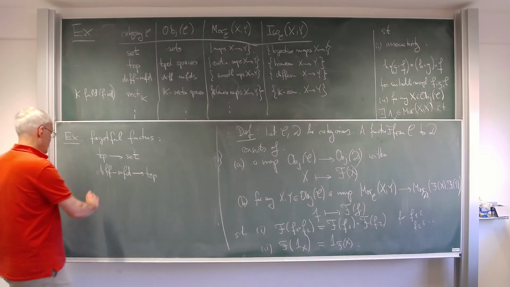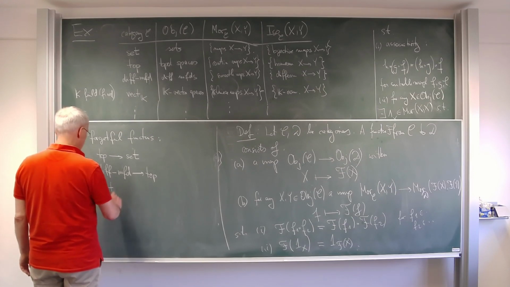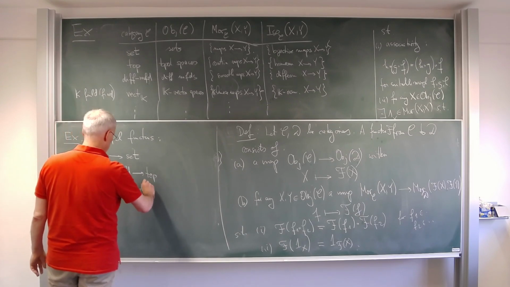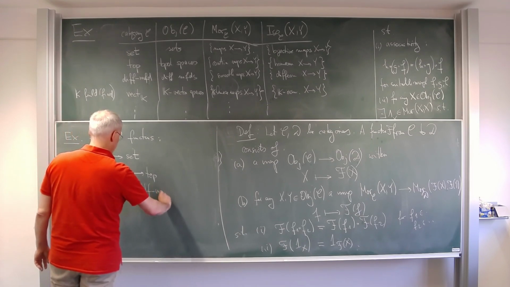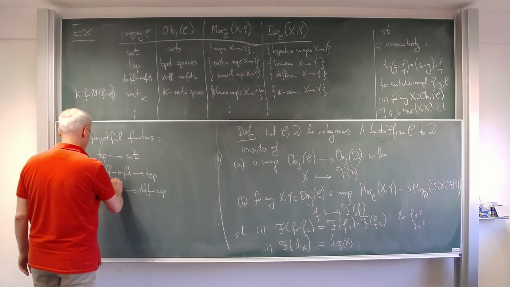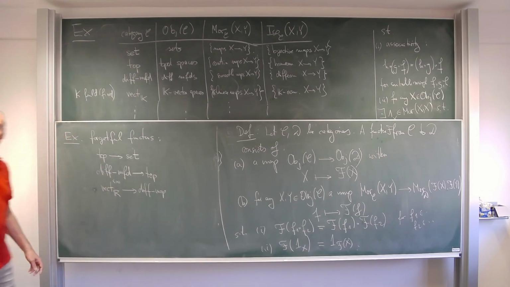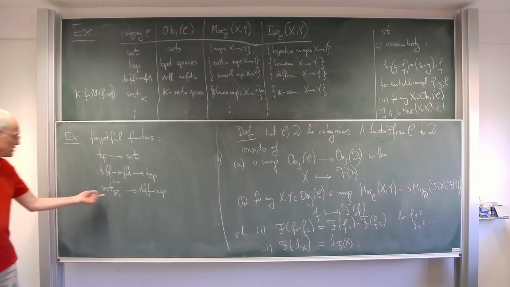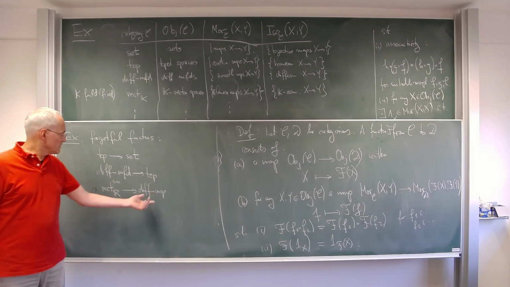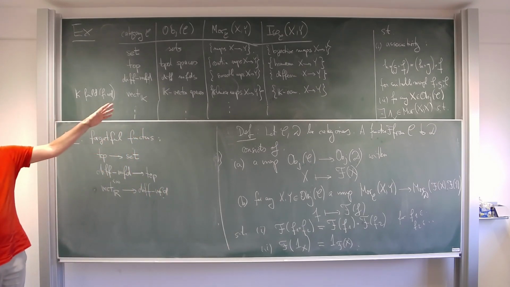Or, for example, you also have a forgetful functor from real vector spaces to differentiable manifolds. Okay, I should say finite dimensional real vector spaces. So that's the category of finite dimensional real vector spaces, because each real vector space is in particular a differentiable manifold, and a linear map is in particular a smooth map.